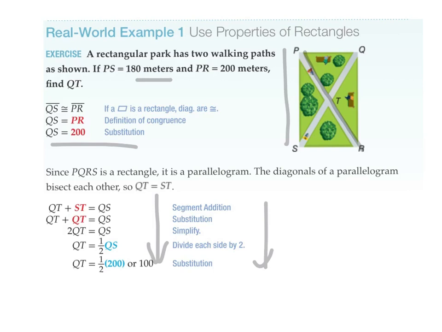Okay, and don't forget the question is asking about QT and ST. Well, obviously if they're both the same length, both of the half diagonals must also be 100.